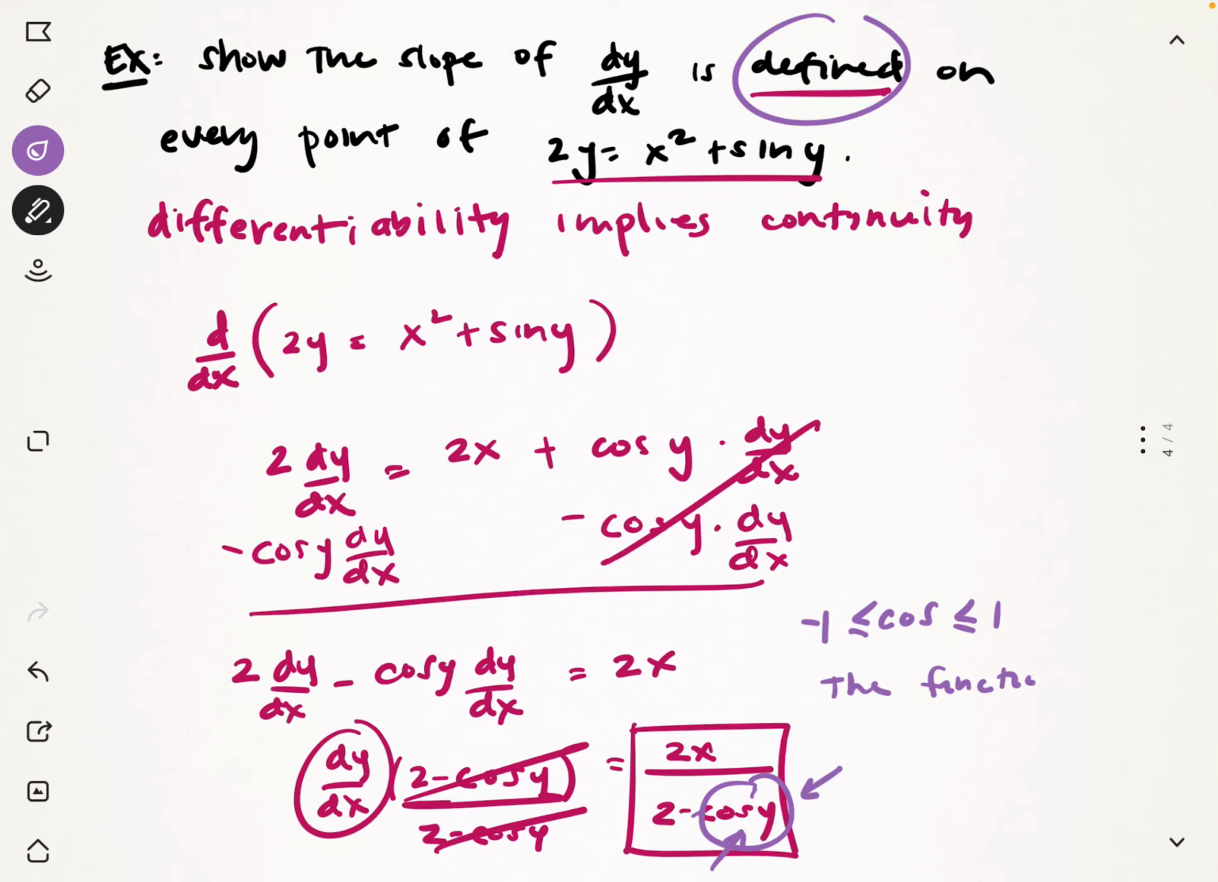All right, so we can say the slope is defined because cosine y cannot be equal to 2. All right, so that's it.